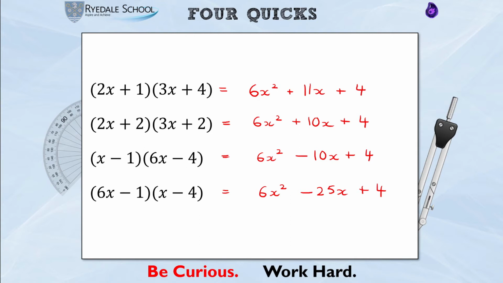What I also want you to do is now look at the brackets as well, because all the brackets look a lot different. So although the final answer 6x squared and 4 is common to all of them, the brackets look very, very different. And working out, going from right back to left, which is what we're trying to do today, is going to be tough.